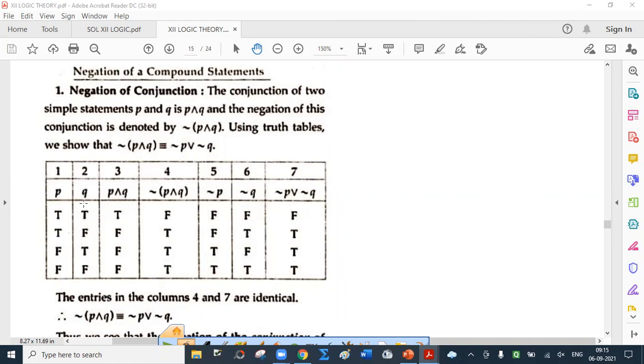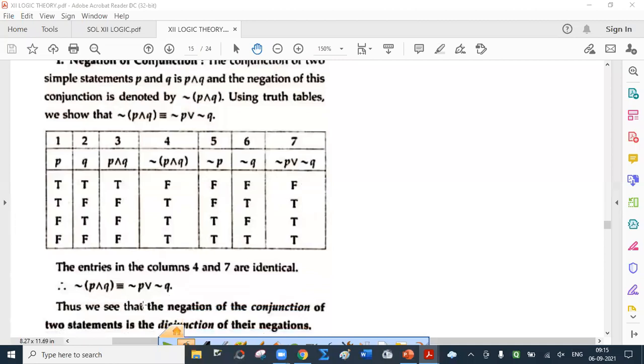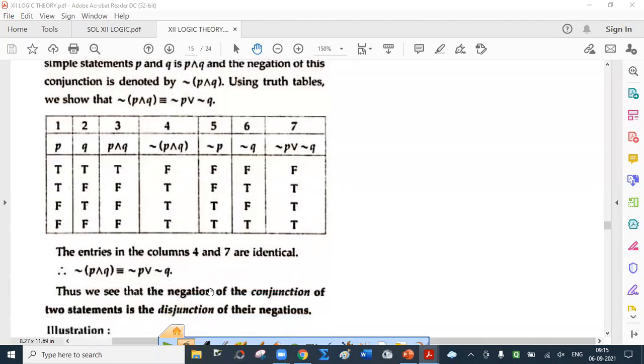First column P, second Q, then P and Q, its negation. Then we need not P, not Q, and finally not P or not Q. The entries in columns 4 and 7 are identical. So not (P and Q) is not P or not Q. Thus we see that the negation of the conjunction of two statements is the disjunction of their negations.